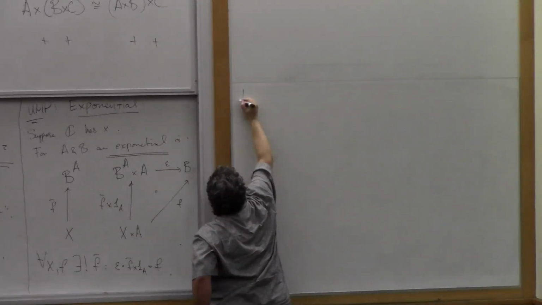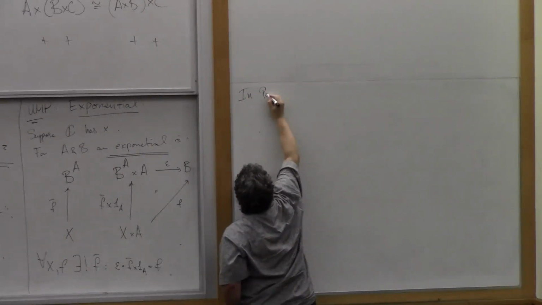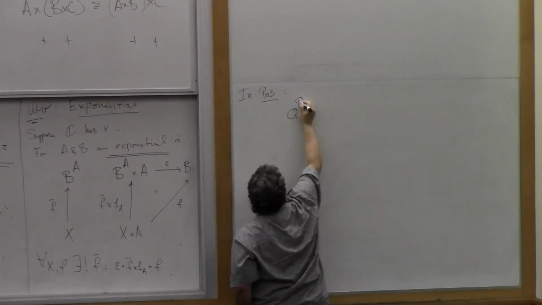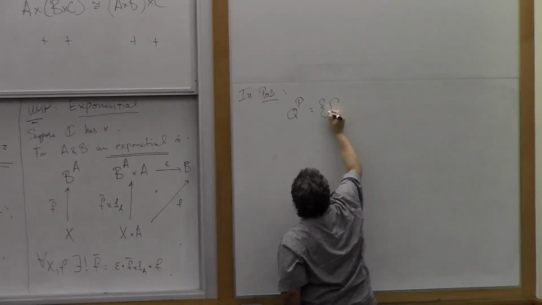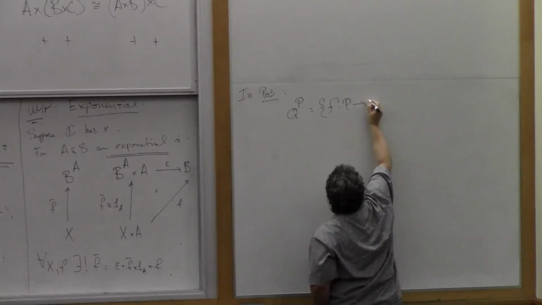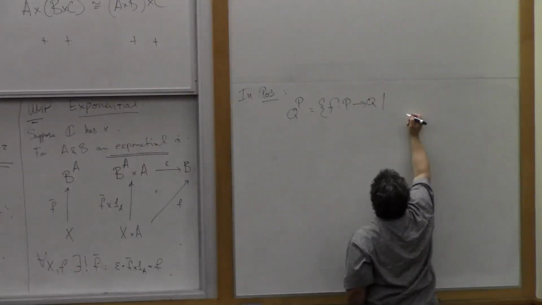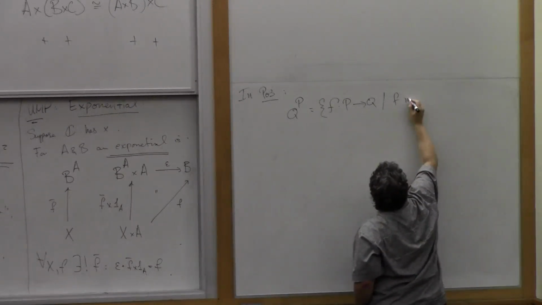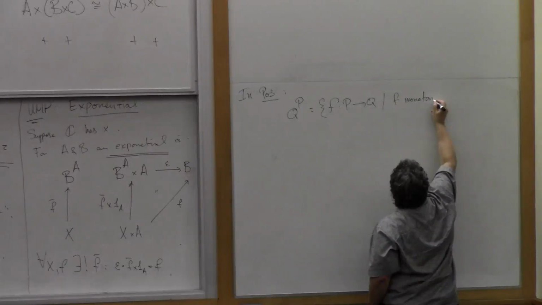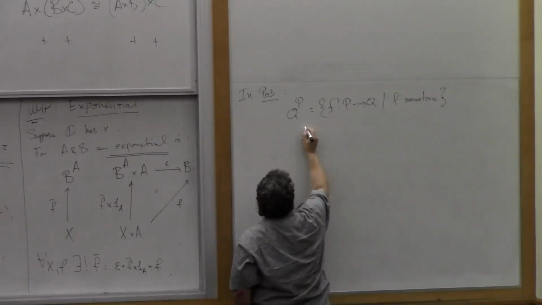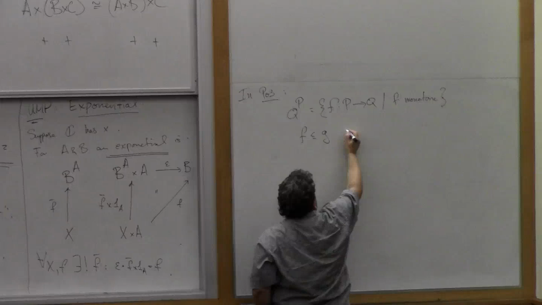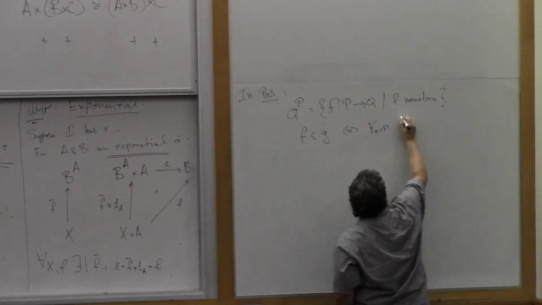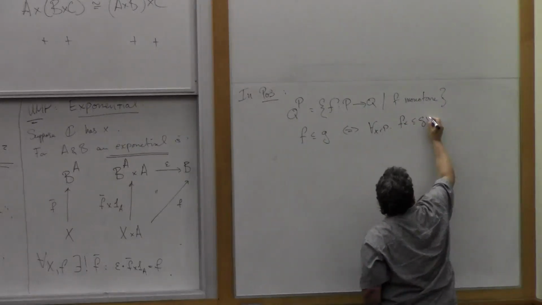So in posets, let's take the exponential of two posets P and Q. There I'll take all the functions from P into Q, but not all of them simpliciter, rather all the ones that are monotone. And then I'll order them f less than or equal to g pointwise. For all x in P, f of x is less than or equal to g of x.